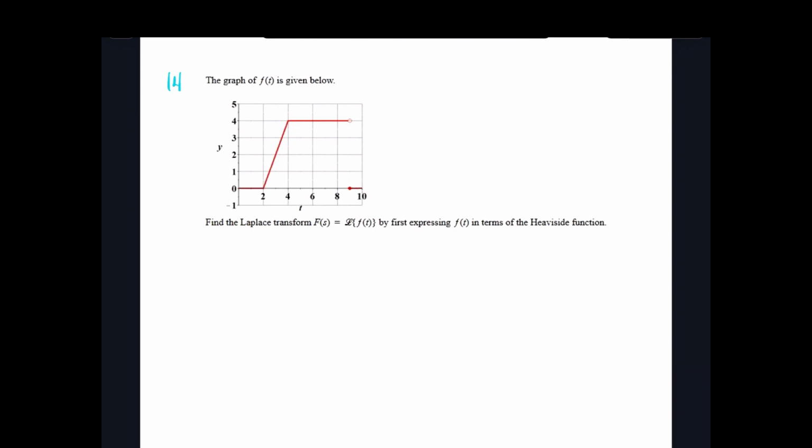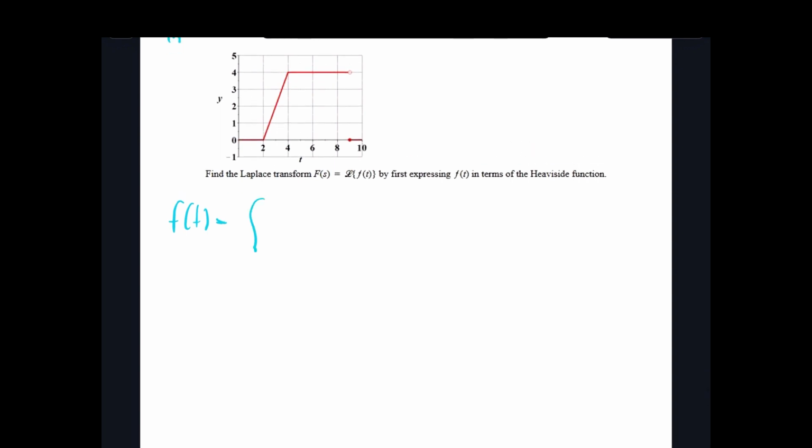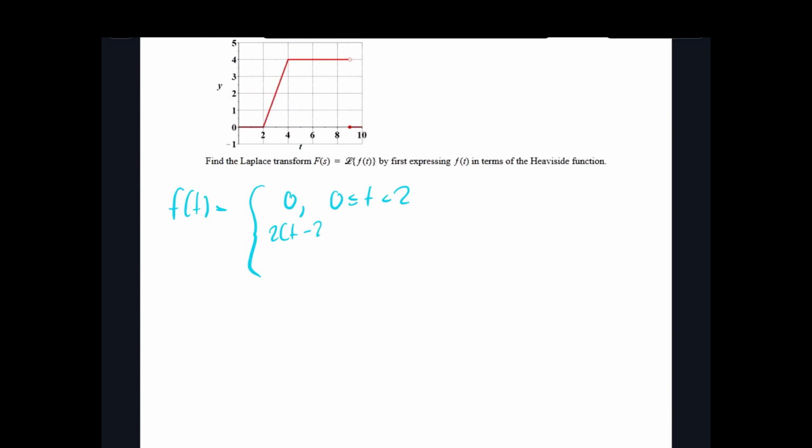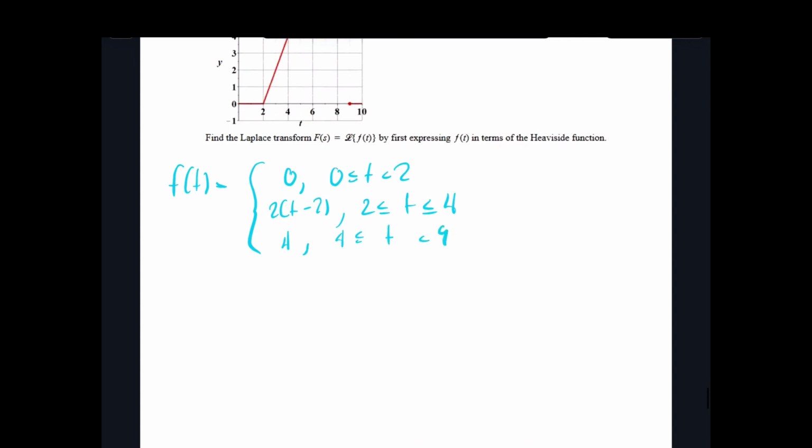Okay, cool. So this is 14. I have f at t, writing this as a Heaviside function. I'll get 0 for 0 less than t less than 2, 2t minus 2 for 2 less than or equal to t less than or equal to 4, because it's inclusive, 4 for 4 less than t less than 9, and 0 for t greater than or equal to 9.